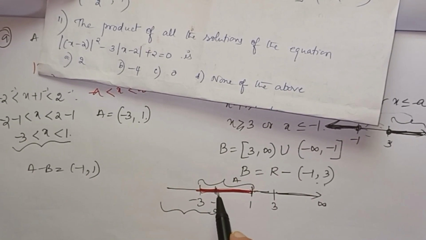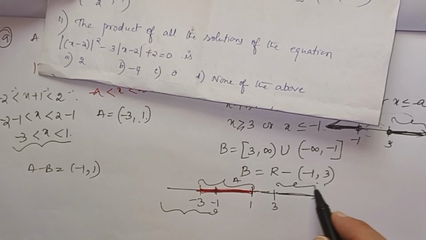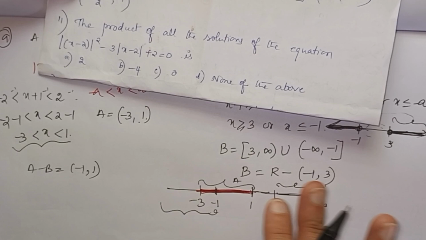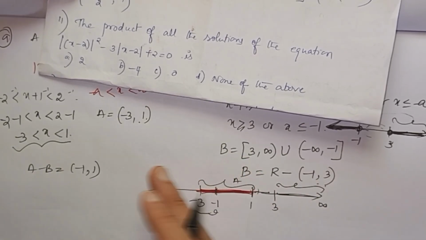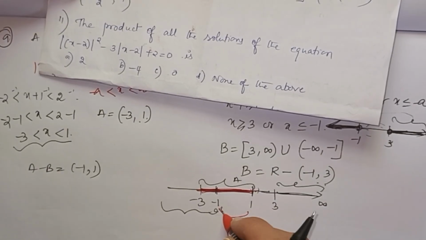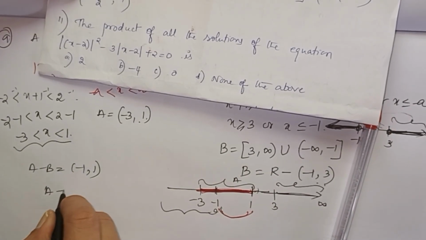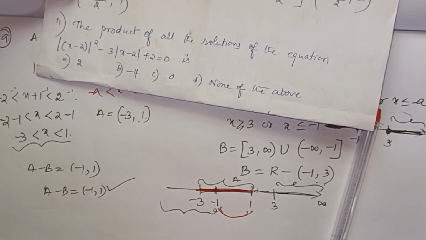So here it is B. Remove this part. And B is from starting from here to here. So there is nothing to remove here. So only from this part, if you remove B, then what remains? You are left with this part, minus 1 to 1. Therefore, A minus B equals minus 1 comma 1. This is correct. First option is correct.